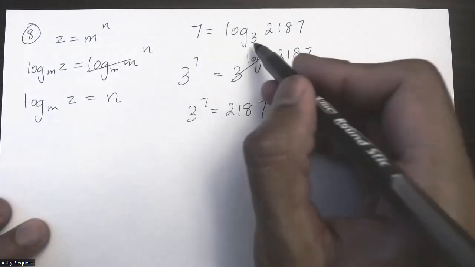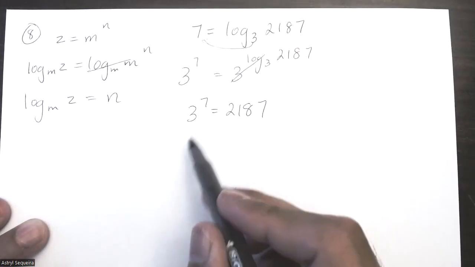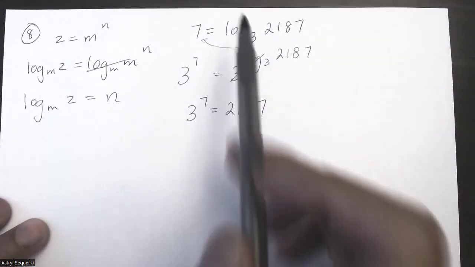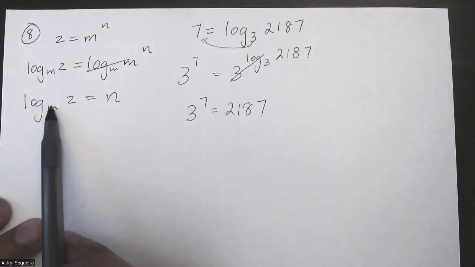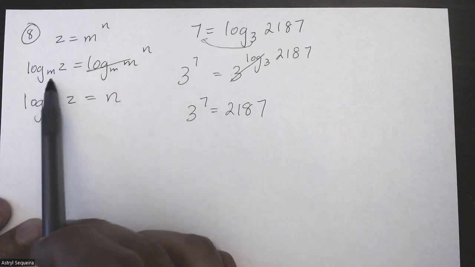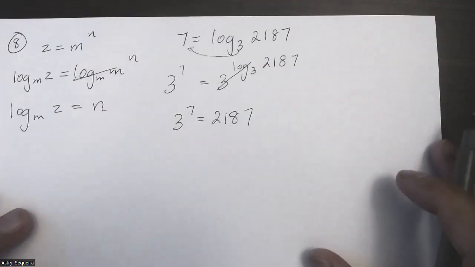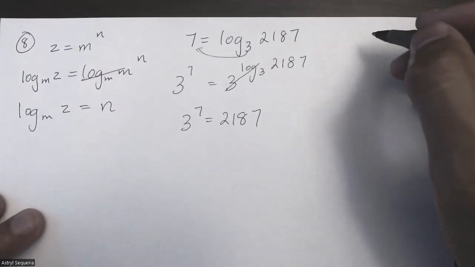So as you can see, we've just moved this base back and forth. We've got rid of the log, and same thing over here. The base just moves back and forth. This m moves over there. But I've shown the complete steps so you understand it.